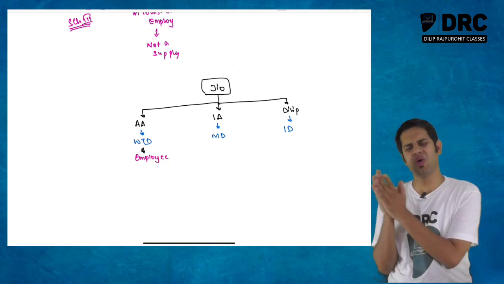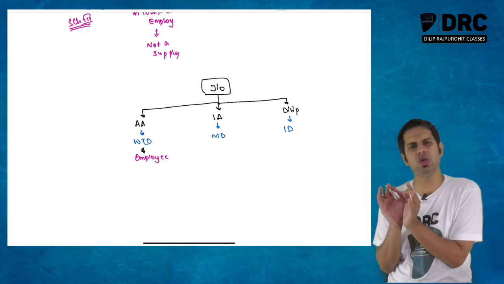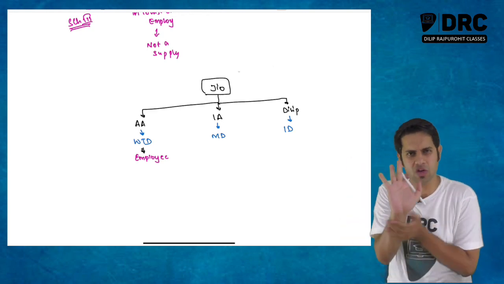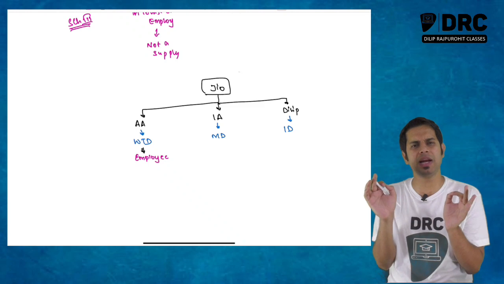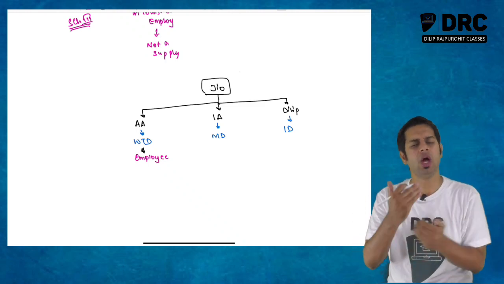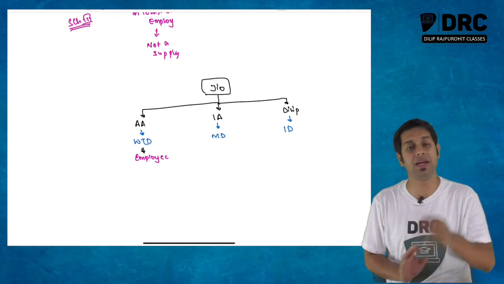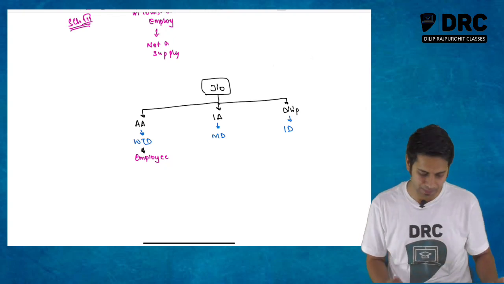Employee means what, sir? A person who is involved in the day-to-day business activity. Employee means there should be a contract of employment plus a person. Whole-time director means what, sir? A director who is involved in the day-to-day activities of the company. So Akash is the employee director of this company.